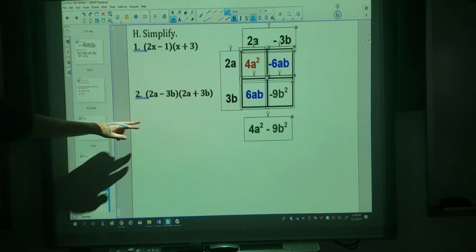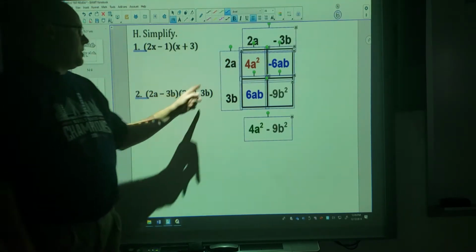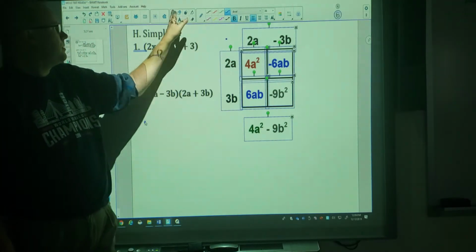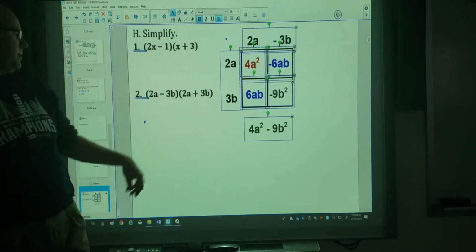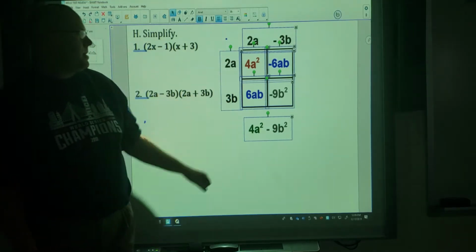When we get on to question 2, I got the same thing, 2a minus 3b. And obviously you've got to get rid of that right now. 2a plus 3b, and then times.